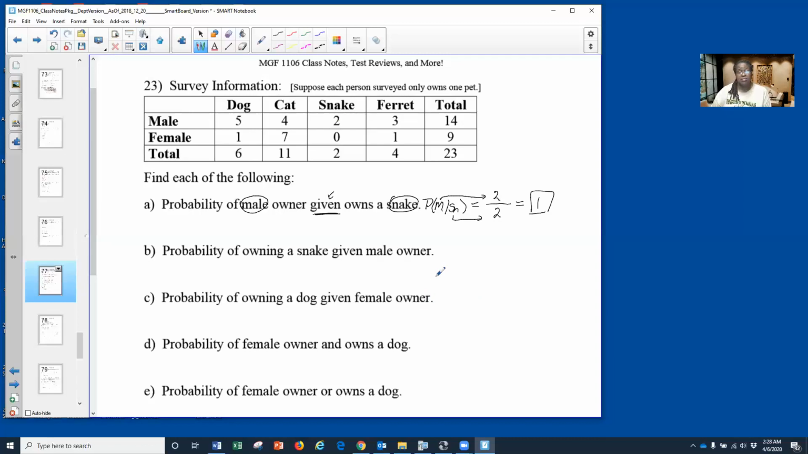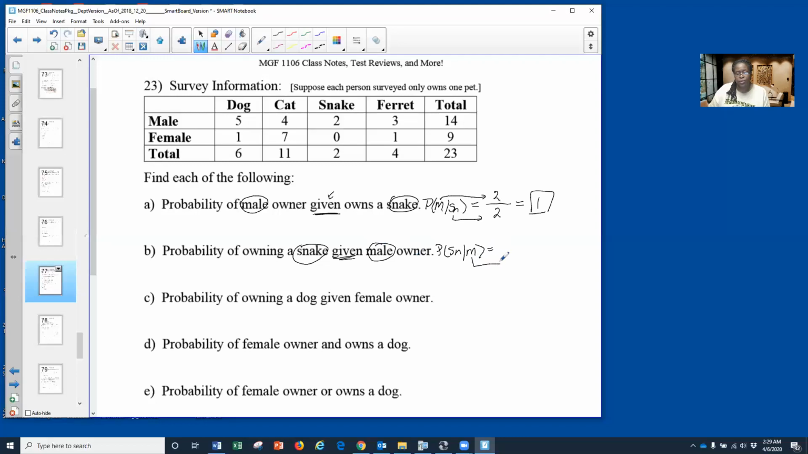Make sense? Let's try another one. Probability of owning a snake given male owner. So you see they switched it. So you have owning a snake given the male. So here we have the probability of a snake, right? Owning a snake given he's male.